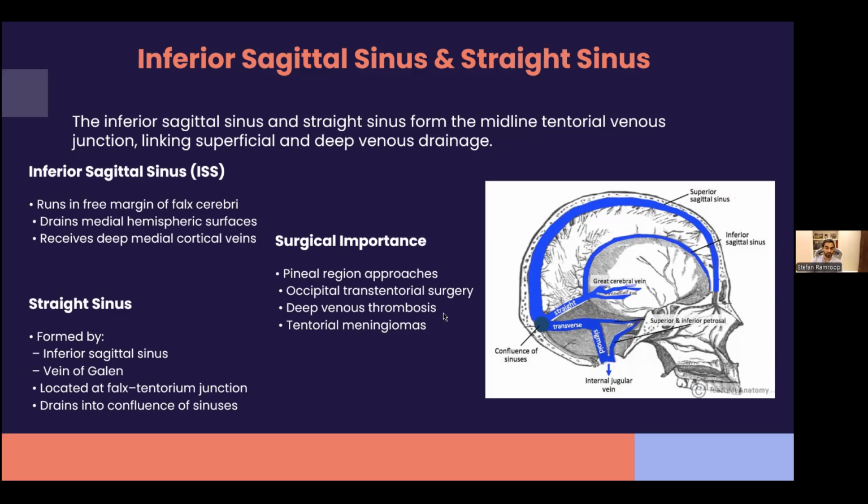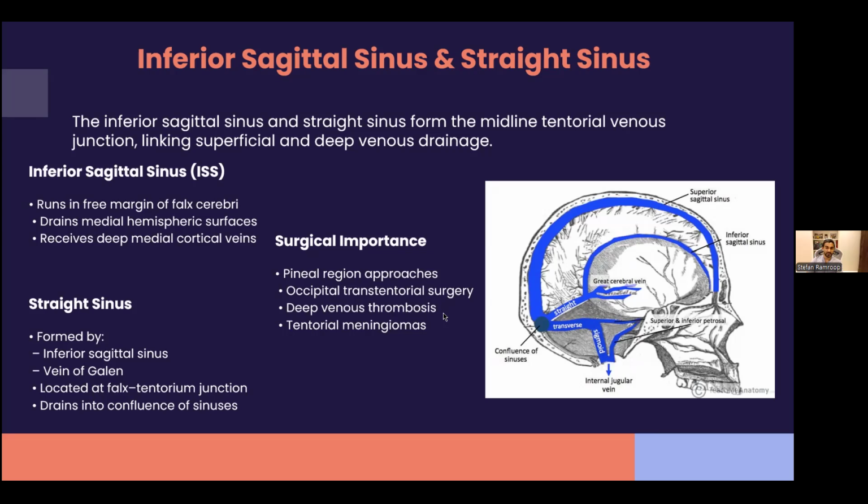Another important nuance is that anatomical variation exists at the confluence. Some patients demonstrate asymmetric drainage patterns, which can influence surgical contexts such as posterior fossa surgical planning.